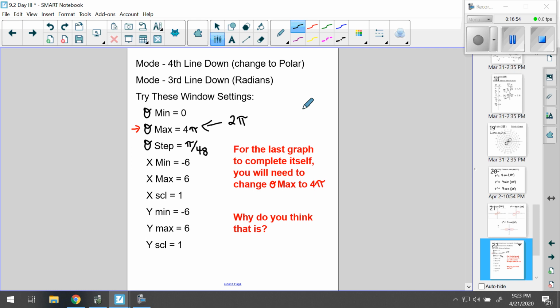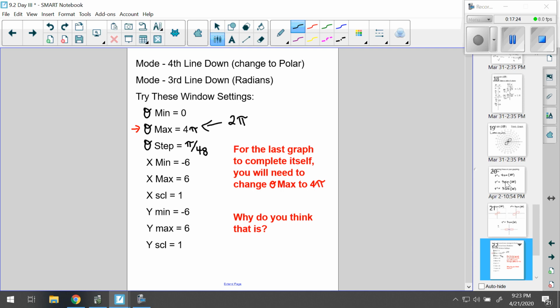And remember, theta max, theta is our input, and so usually we have an x max. You might remember having these same frustrations when we were graphing way back in chapter 1 and chapter 2: if you didn't make your input window large enough, you didn't get to see the entire graph. You may have only seen part of the graph. Well, now theta is our input, and to see the entire graph, we have to make sure that window is large enough. For most of the other graphs, 2 pi has been a perfectly fine window.